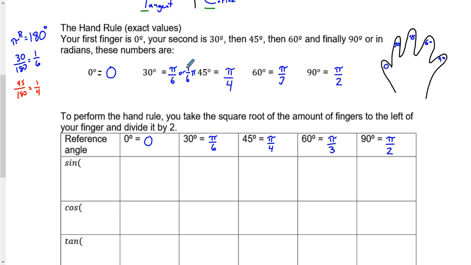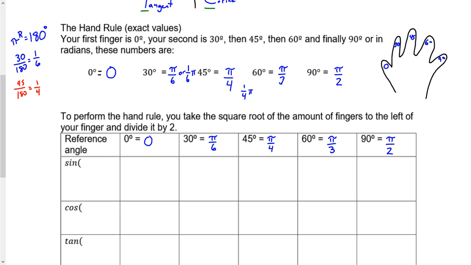So it doesn't really matter whether you write it as 1/6 or pi over 6, or 1/4 pi or pi over 4. It's still going to fit the same. But what you need to know is that 0 degrees is 0, 30 degrees is pi over 6 or 1/6 of pi, 45 is 1/4 pi, 60 is 1/3 of a pi, and 90 is 1/2 pi. Which means instead of just using our hand rule with 0, 30, 45, 60, and 90, we can also use these radian measures. Yes, I can already hear the groans.